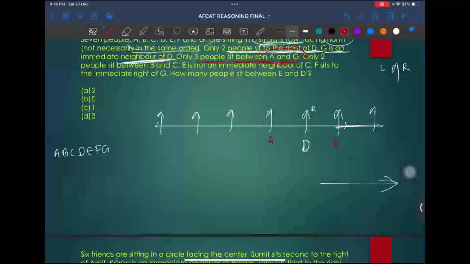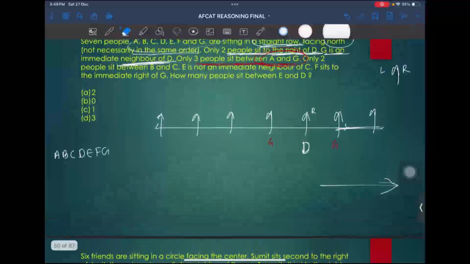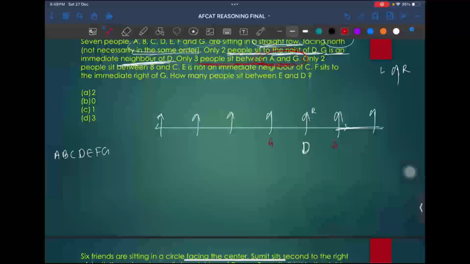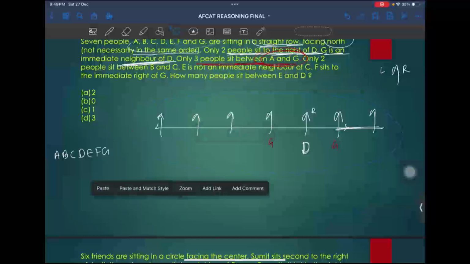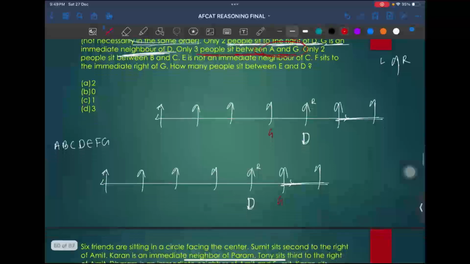So now let us try to draw two drawings, because we don't know exactly where the position of G is. So I'll just make the same copy of this, and try to solve this. First, I'll consider this as the G position, and in another case, I'll consider G as this side.